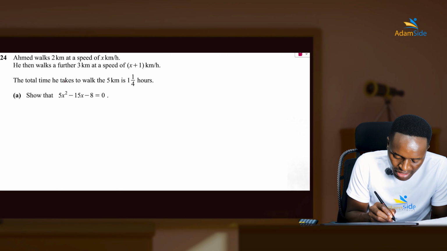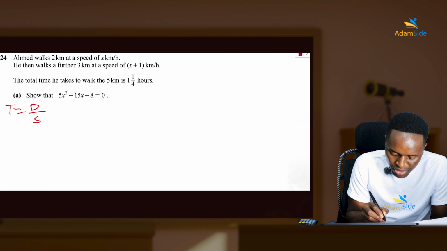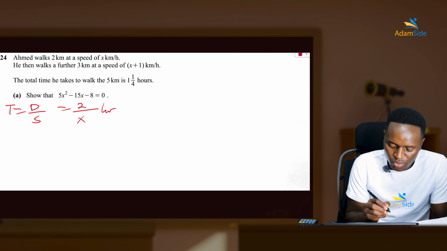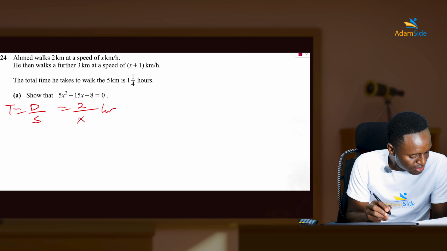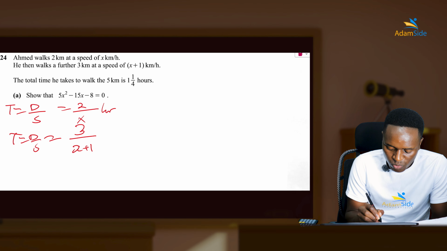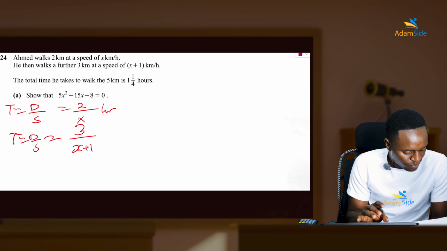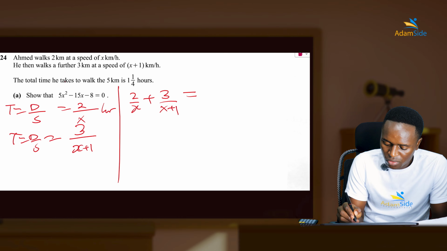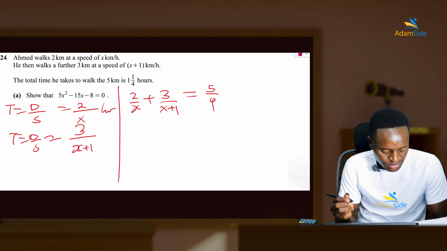So we say time is equal to distance divided by speed. The distance we're given is 2 kilometers. The speed is x. So that's 2 over x hours for the first journey. For the second journey, the same, distance over speed. The distance is 3 kilometers, but the speed is x plus 1. If you add both of them, 2 over x plus 3 over x plus 1 is equal to 5 over 4. That's good.